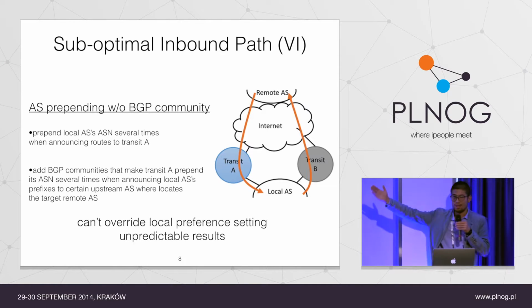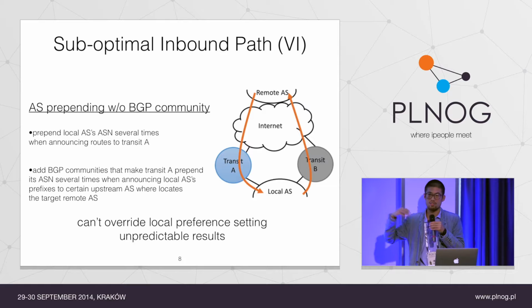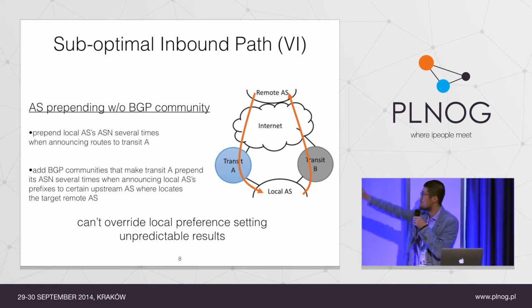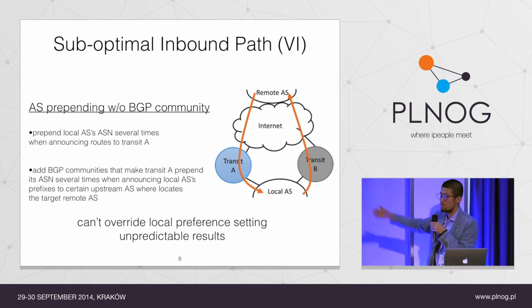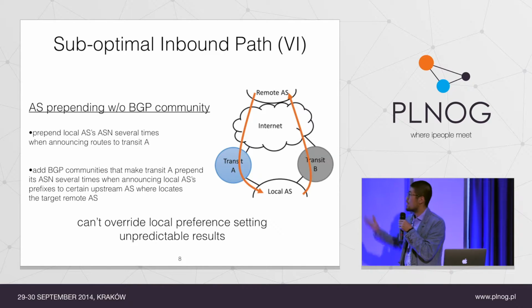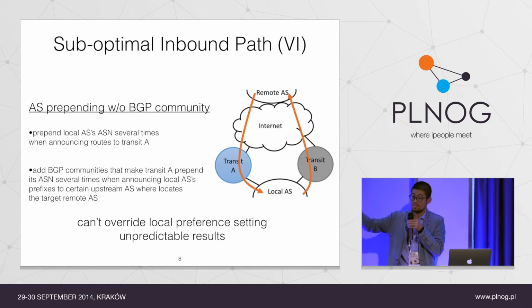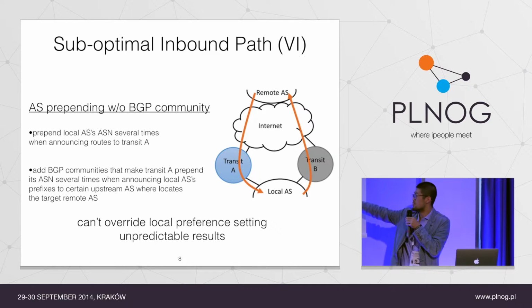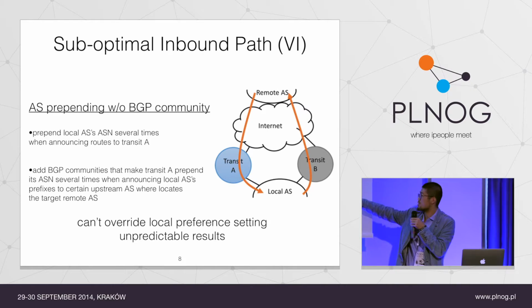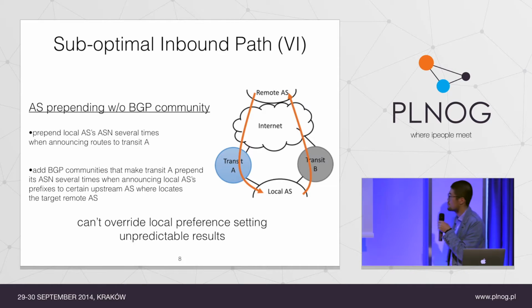We have AS prepending, that is to prepend itself several times in the AS path when announcing to transit A to make it not that attractive to remote ASs. And we can also do it via BGP community to make it more granular. That is to make transit A prepend itself several times when announcing the routes of the local AS that we are observing to some certain upstream ASs.